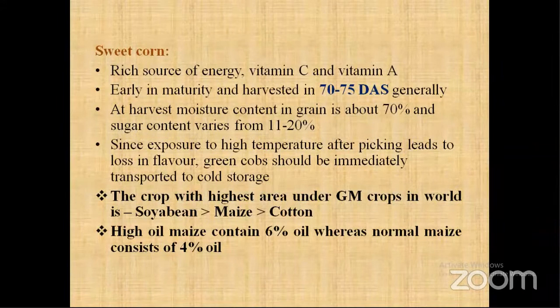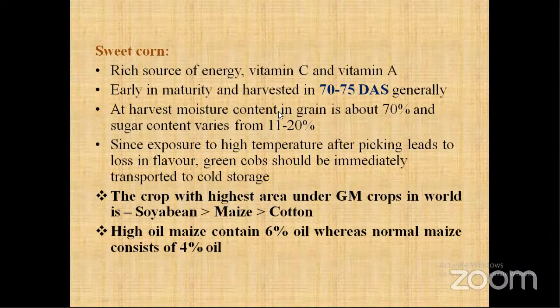After that, the dough stage will come. Dough stage is nothing but hardening of that liquid, that means hardening of the grain. But sweet corn should be harvested during the milking stage only, before hardening, because at that time the sugar content is high in the grain. If it is delayed or harvested in the dough stage, the sugar content will be reduced and the taste of sweet corn will be reduced. So it should be harvested around 70 to 75 days after sowing.